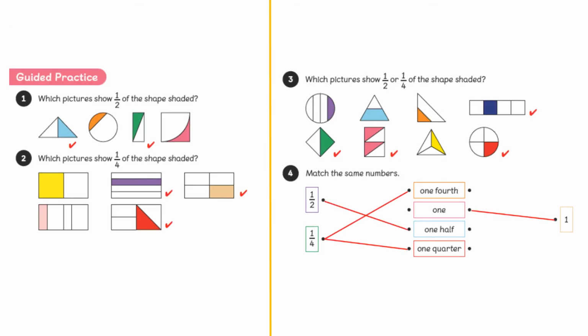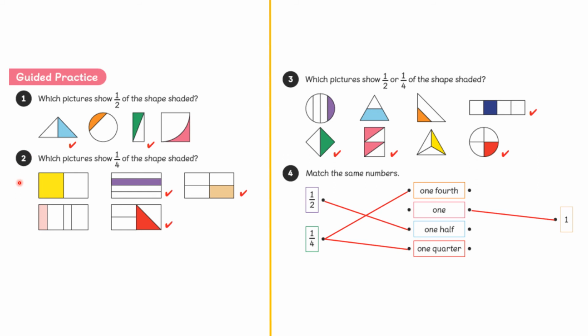So let's have a look and see how we got on. So for question 1, this blue triangular shape is showing half of the shape shaded because 1 part out of the 2 equal parts is shaded. And the green rectangular shape is showing half of the shape shaded as well because 1 out of the 2 equal parts is shaded. The other 2 shapes are not showing half shaded in because the 2 parts aren't equal.